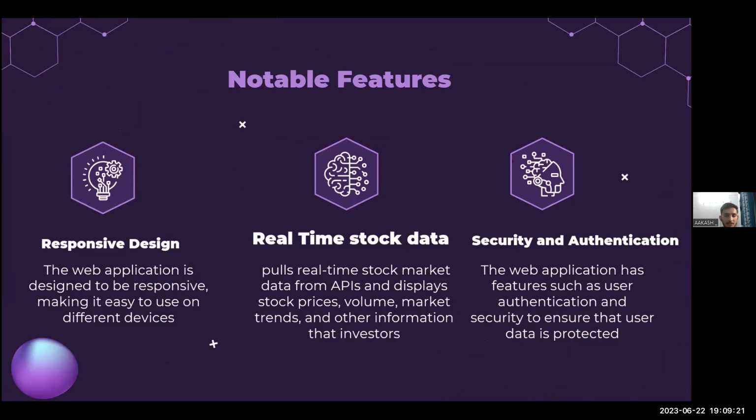The other feature is real-time stock data. It pulls real-time stock market data using different APIs, in this case the Alpha Vantage API. It also pulls real-time financial news using the news API, and it converts that into a format that is easy for the user to interpret.